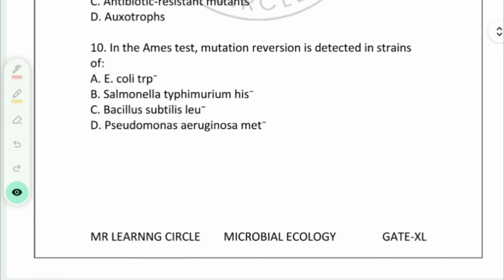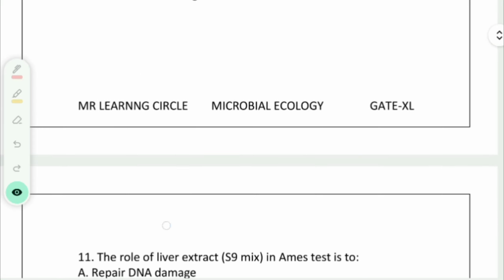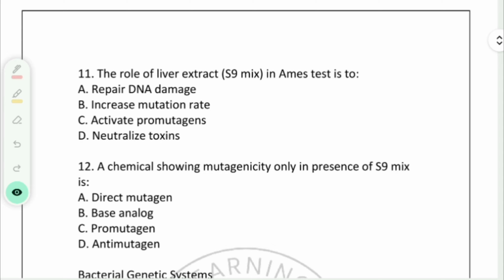Question number 10. In Ames test, mutation reversion is detected in strains of, options are E. coli trp minus, Salmonella typhimurium histidine minus, Bacillus subtilis leucine minus, Pseudomonas aeruginosa methionine minus. Option is Salmonella typhimurium histidine negative.